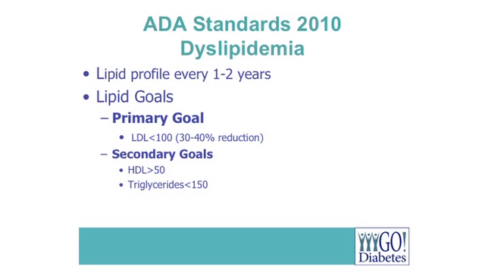So then, talking about these dyslipidemias, you need to do a lipid profile every 1 to 2 years. Most people would say every 1 year.